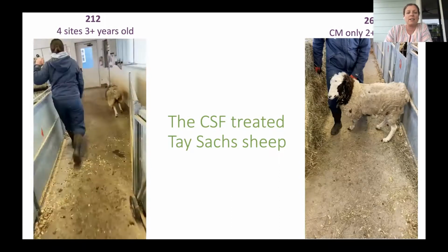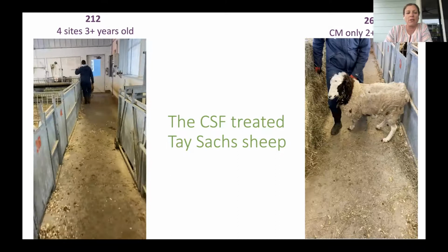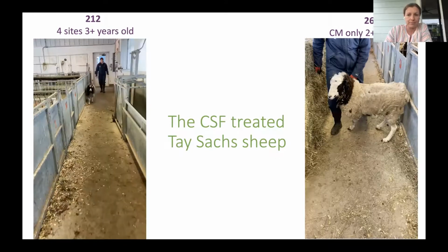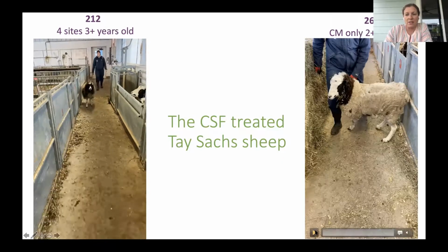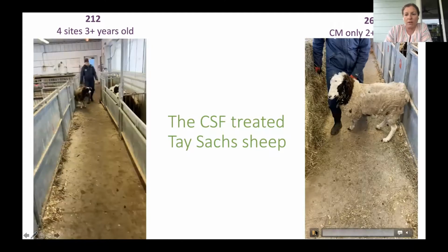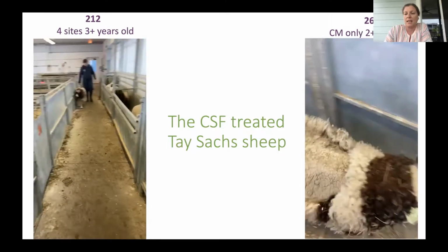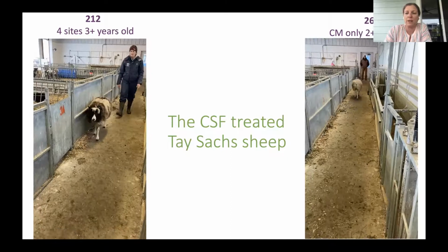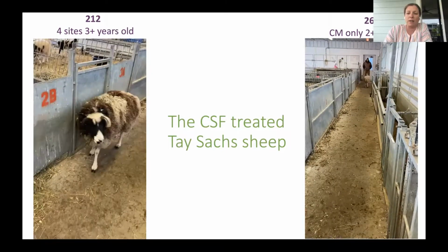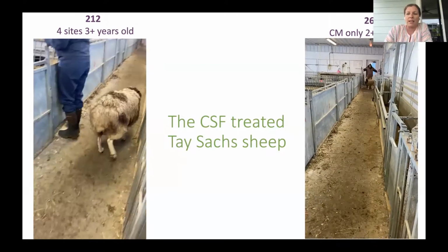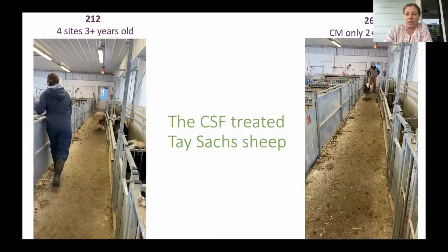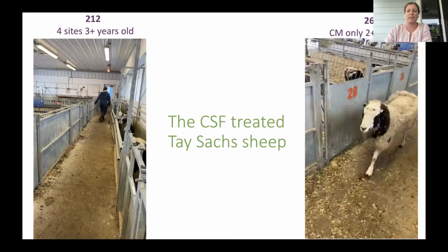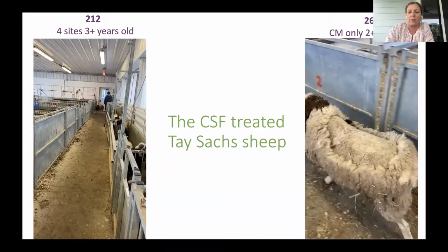She has some difficulty getting around with gait, but otherwise is in great body condition and is doing really quite well. And then this is 261 on the right-hand side. And he is a cisterna magna only treated sheep at 2 years of age. And you can see he has also a little bit of a wobbly gait, but is getting around and moving quite well. And he is maybe the happiest sheep I've ever met in my whole life. He's very friendly, and he really enjoys life and his friends around him.